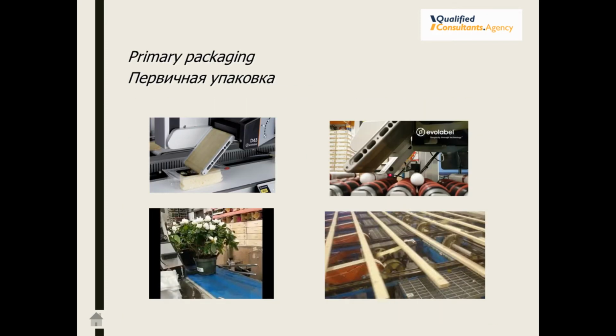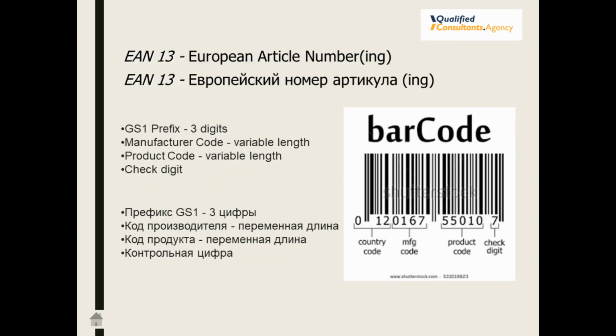Here you can see a few examples of products from primary packaging where we print and apply some information. Not always barcode on a small label, but it can be also barcode. Usually it is EAN13. In such barcode we can implement information about country of origin, producer and single product.